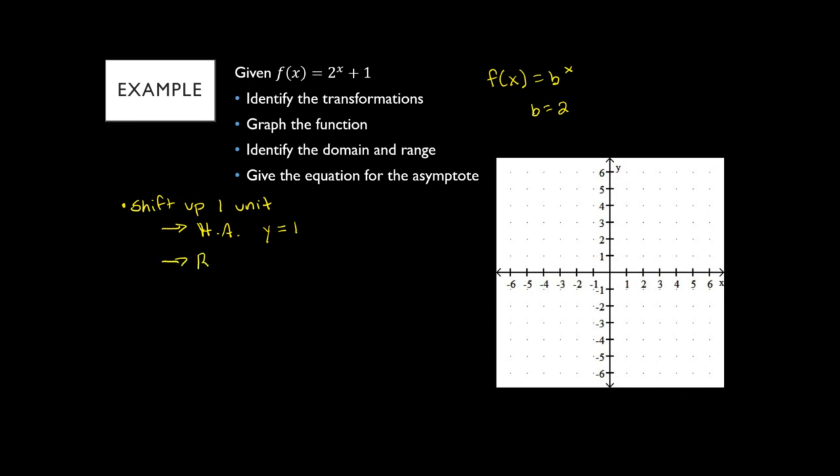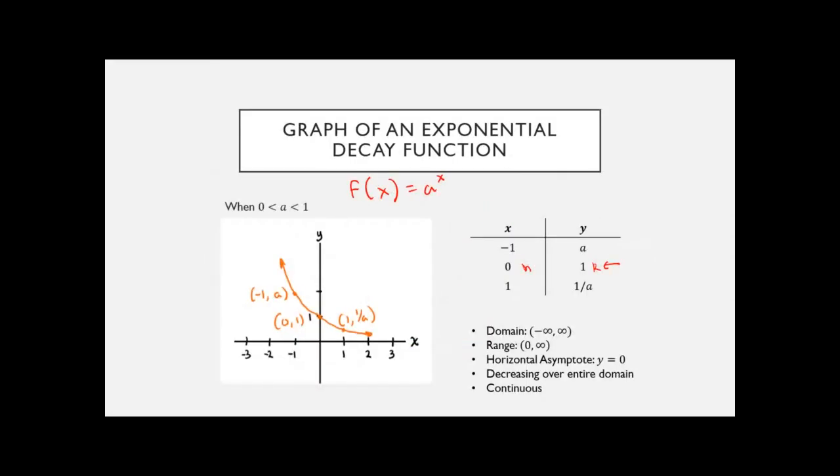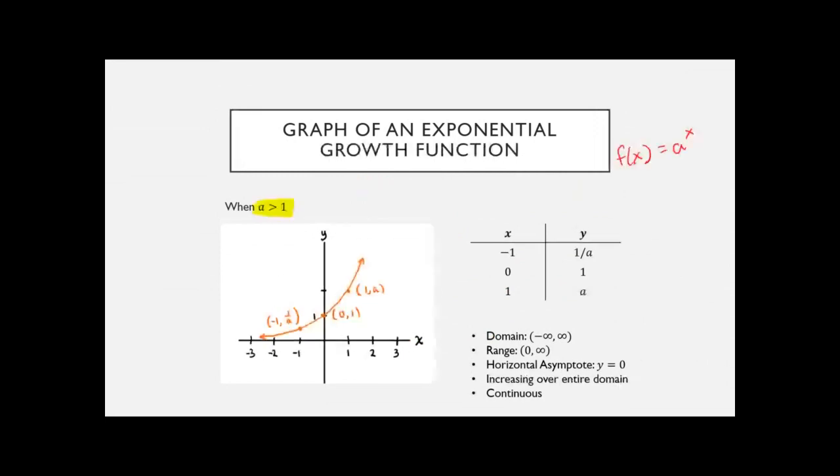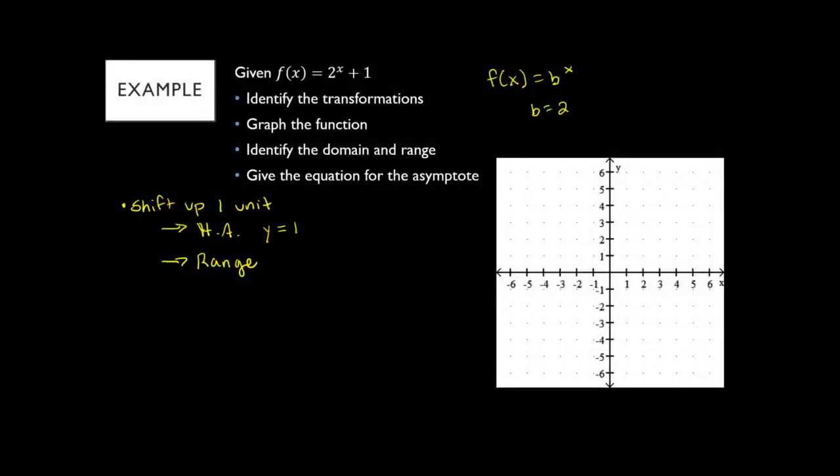And our range shifts. So the range is normally 0 to infinity as written on these graphs. Now here, because our base is 2, we got a growth. So range is 0 to infinity, but now that we shifted up, it's now 1 to infinity. So the transformation changes our range so that it's 1 to infinity.